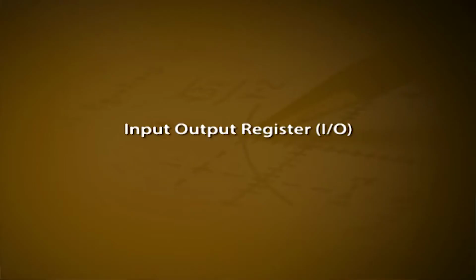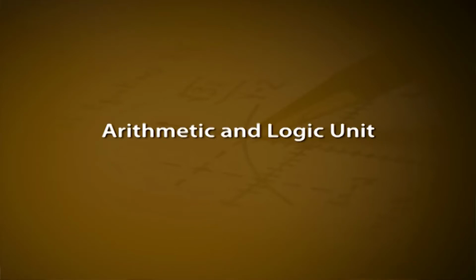Input-output register or IO. It is used to communicate with input-output devices. The input device transfers all the input information to this register and all output information to any output device are transferred to their register.